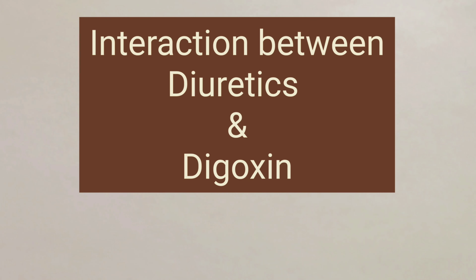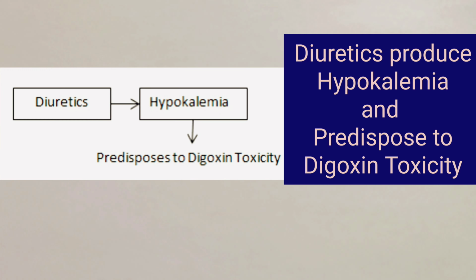Second example, the interaction between diuretics and digoxin. Diuretics act by eliminating sodium, potassium, and water from the body, leading to hypokalemia. Hypokalemia predisposes to digoxin toxicity.